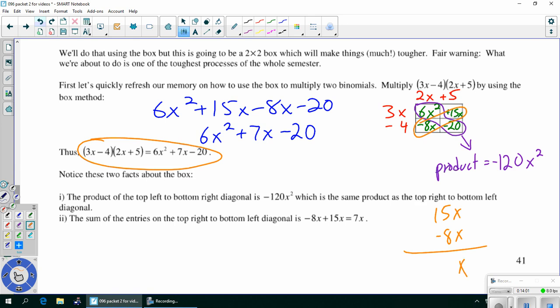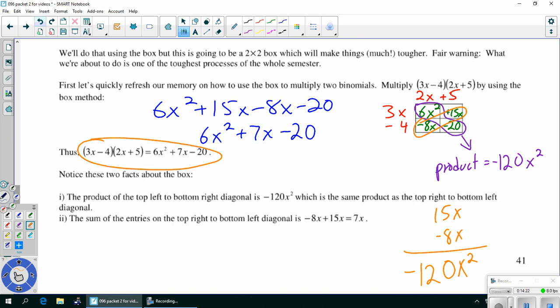So x squared for sure. And then 8 times 15, well, it's going to be 8 times 5 is 40, carry the 4. 8 times 1 is 8, plus 4 is 12. So I get -120x squared when I multiply that other diagonal. And shock of shocks, it's exactly the same as multiplying the first diagonal. And this is not a fluke. It's not just a coincidence.